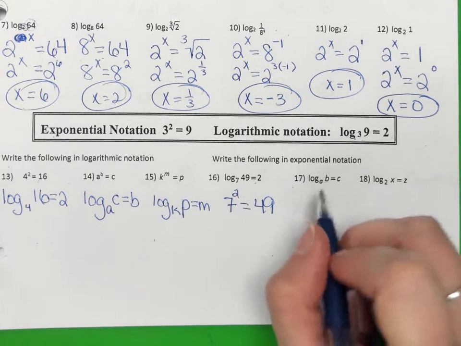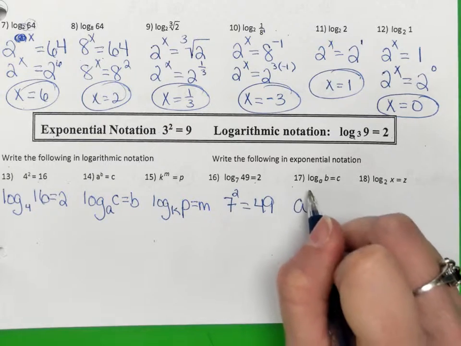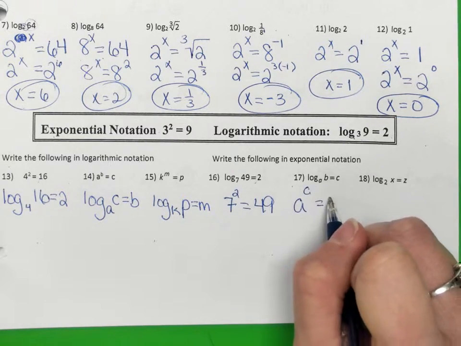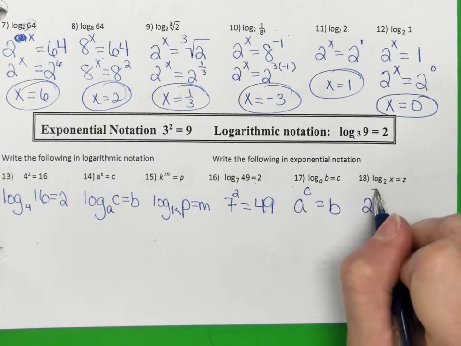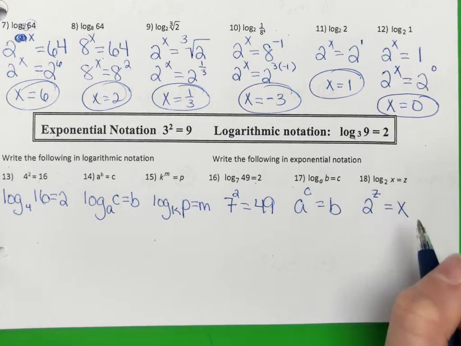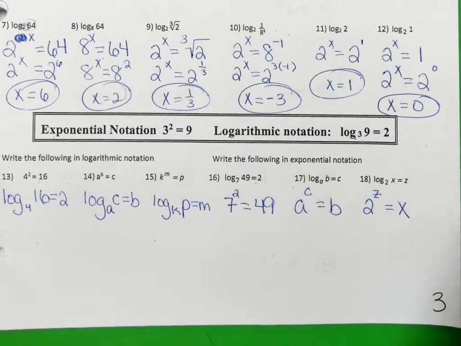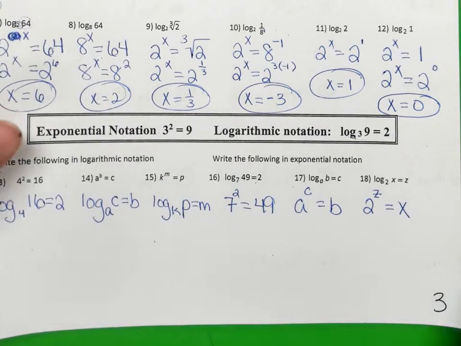Isn't 7 squared 49? Okay. All right, what about 17? What's my base? A to what power? There you go. And number 18? Well, 2 to the z. Very good. Not 2z. 2 to the z. Y'all okay? Anybody lost?